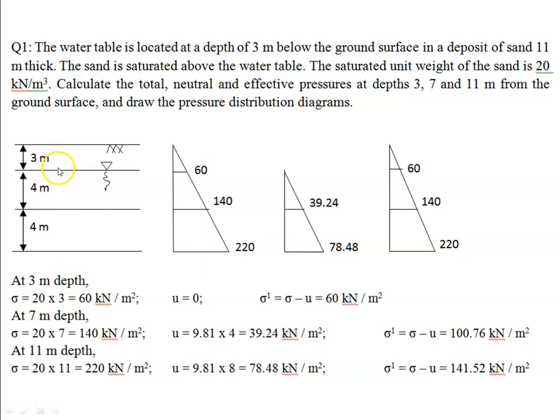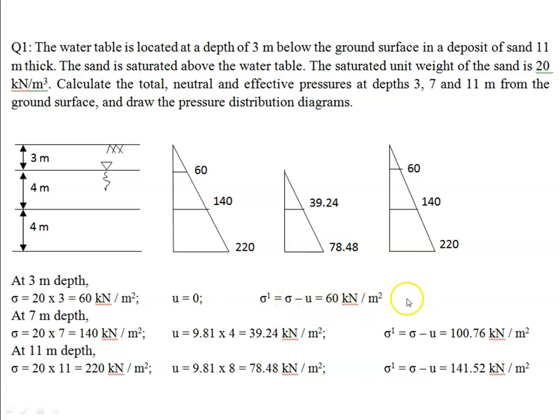At 3 meter depth, total stress equals unit weight of soil multiplied by depth of soil. So 20 into 3, so that we can calculate the total stress. At this level, at the water table level, there is no pore water pressure, that is, there is no weight of water. Then effective stress, which is the difference between total stress and pore water pressure, will become 60.